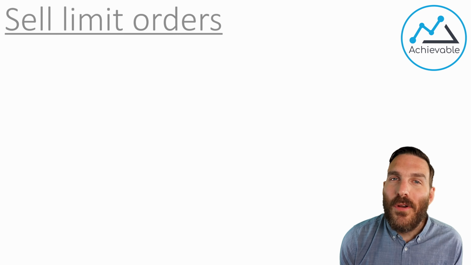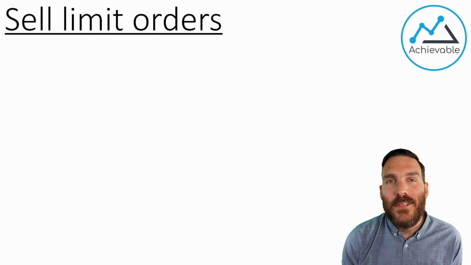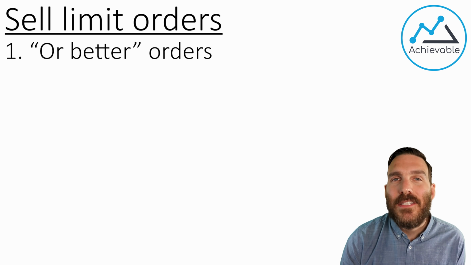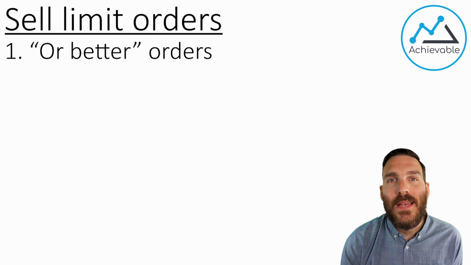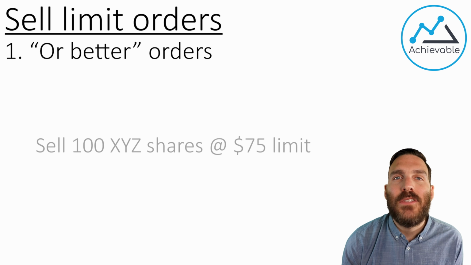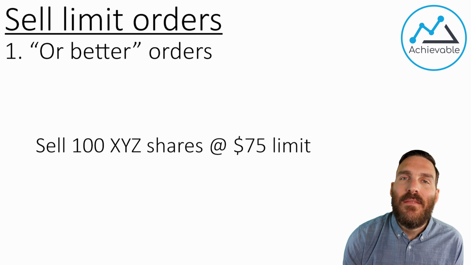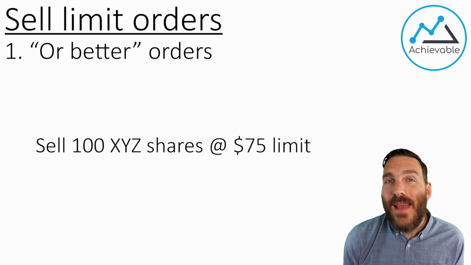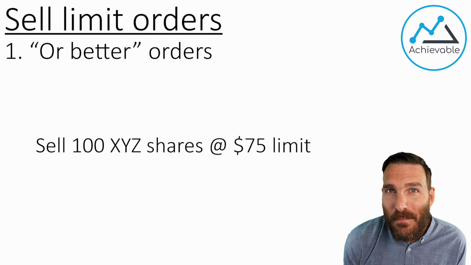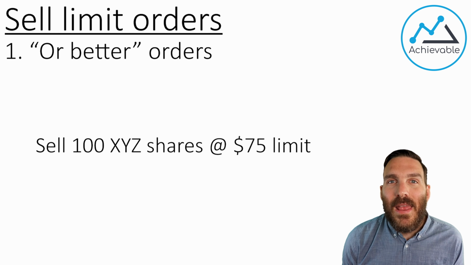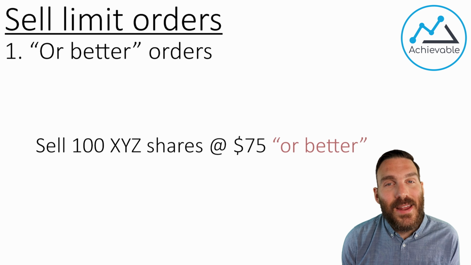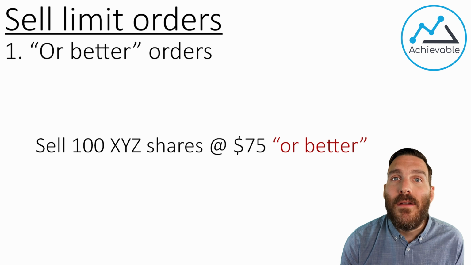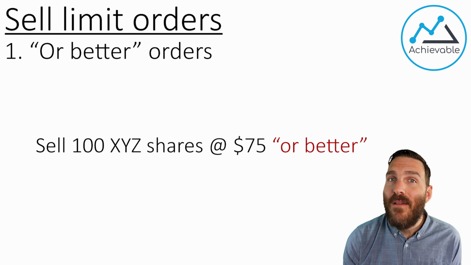First, limit orders are oftentimes referred to as "or better" orders. Let's start with an example to better understand this. Let's say an investor submits an order that says sell 100 XYZ shares at 75 limit. To the untrained eye, this sell limit order might not mean much. But if we replace the word limit with "or better," that gives us a good idea of what's happening. Sell 100 XYZ shares at 75 or better.